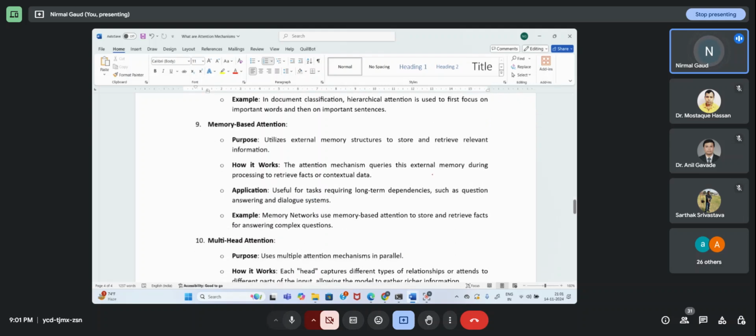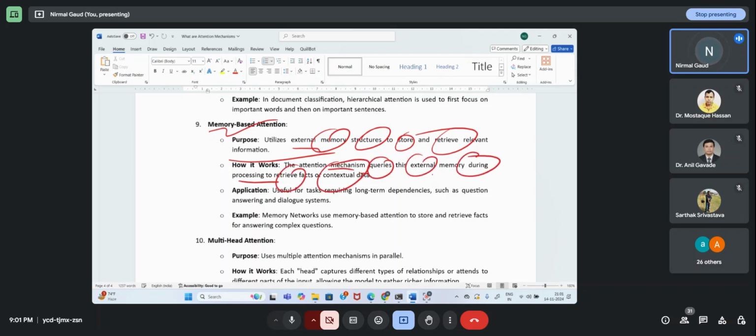And memory based attention utilizes external memory structures to store and retrieve information on the basis of the attention. Again, I told you this thing. The attention mechanism queries external memory during processing and retrieves the facts or content. I give a query to the database, and from the database I get the result. So that's the memory based attention mechanism.